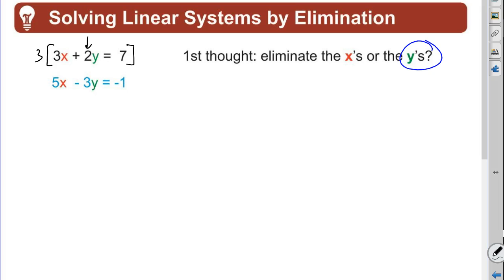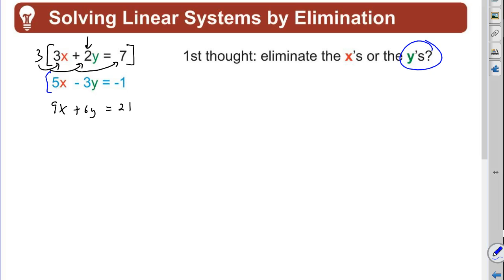All right, so let me distribute. So 3 times 3x, 9x. 3 times a positive 2y is a positive 6y. And don't forget to get the other side. Everything on the left, everything on the right by 3. And so that equals 21.